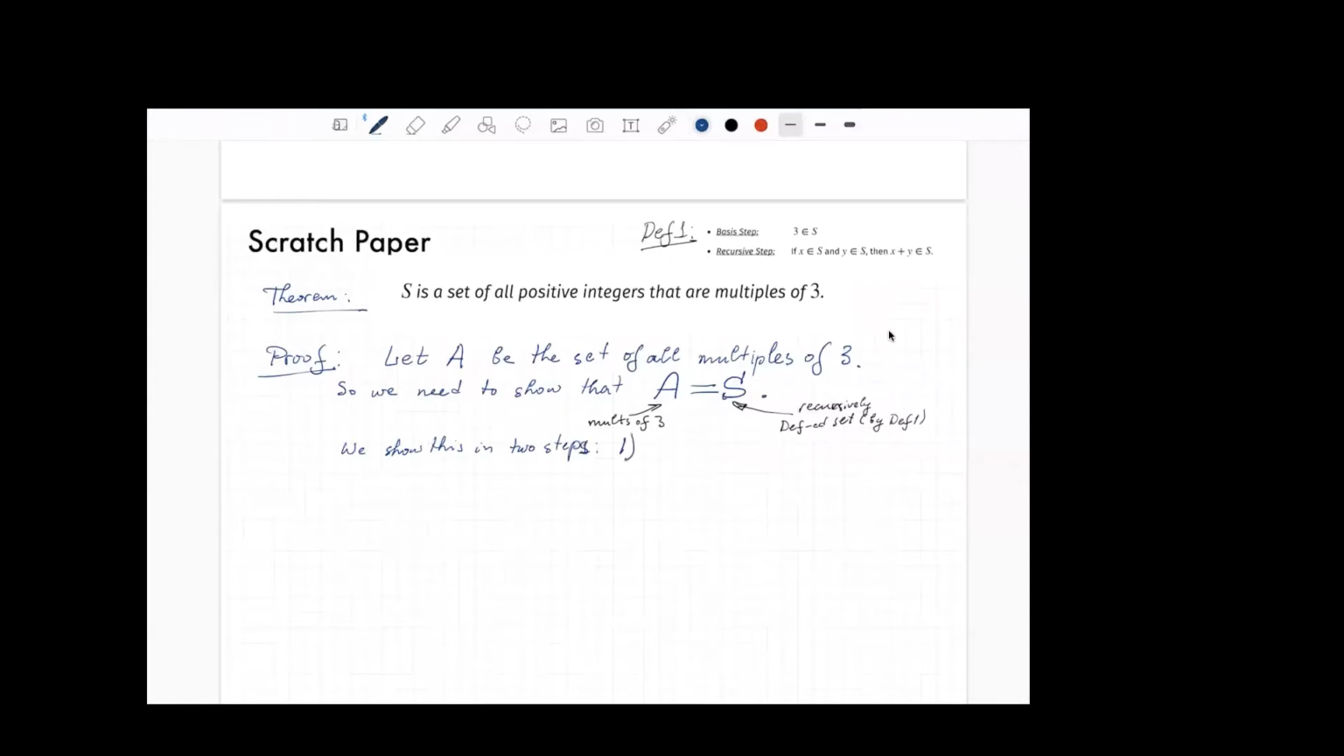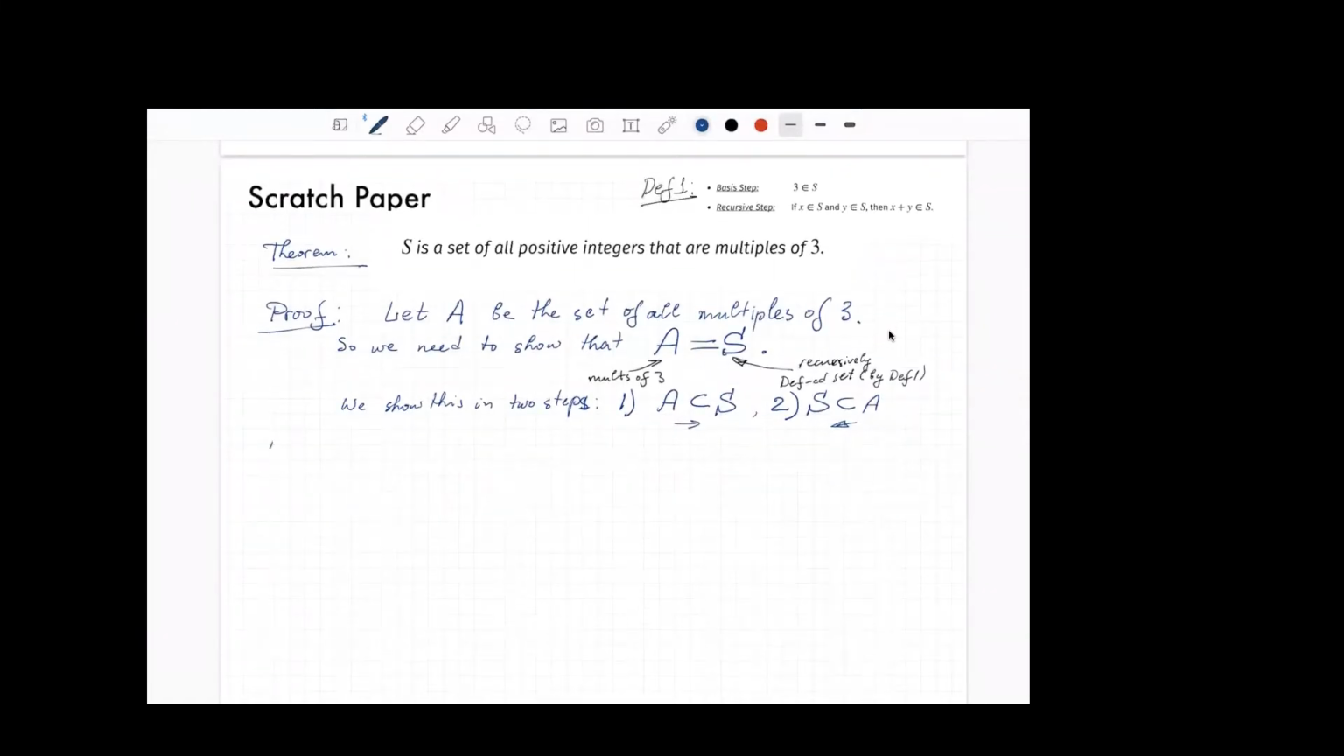One, we show that every multiple of 3 belongs to the set S. So if an element is a multiple of 3, then it can be generated by the recursive definition. That's one way. And the other way is if I can generate an element according to this recursive definition, then that element has to be a multiple of 3. That's what it means by definition for two sets to be the same.